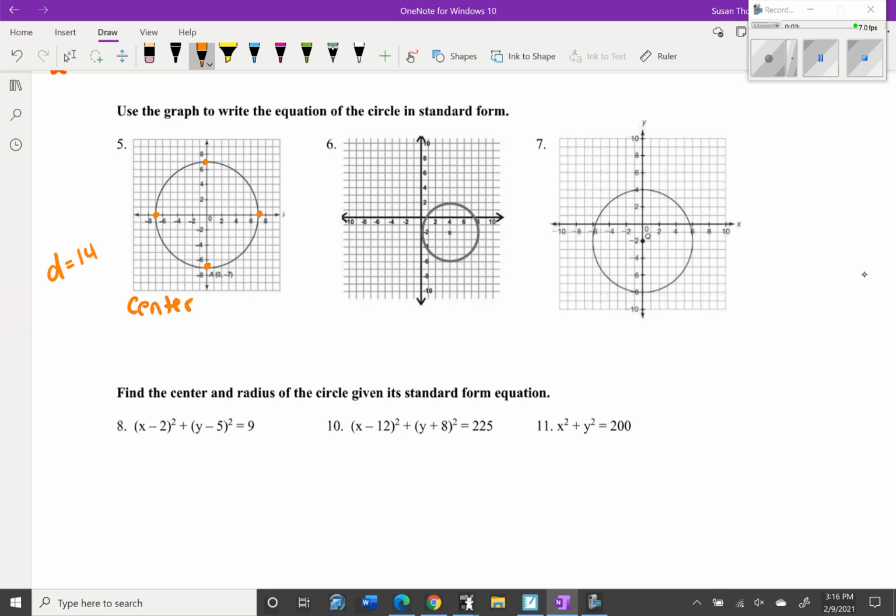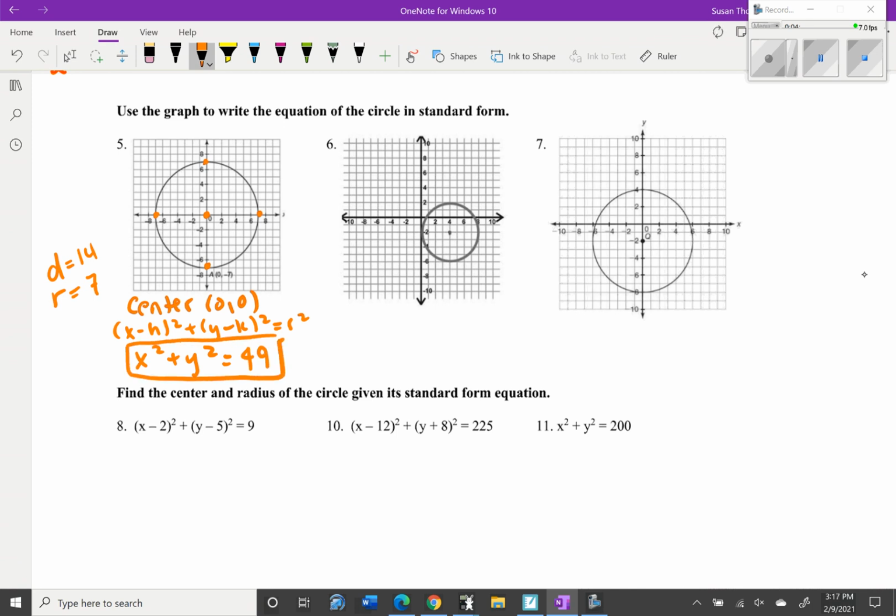So with the diameter, then we can figure out what the radius is, because the radius is half the diameter, which is 7. So if we count 7 from the furthest bottom, left or right, we would see that the center, of course, is at 0, 0. So now I can write the equation. So again, remember, it is x minus h squared plus y minus k squared equals r squared. So in this case, we would get x squared plus y squared is equal to 7 squared, which is 49.